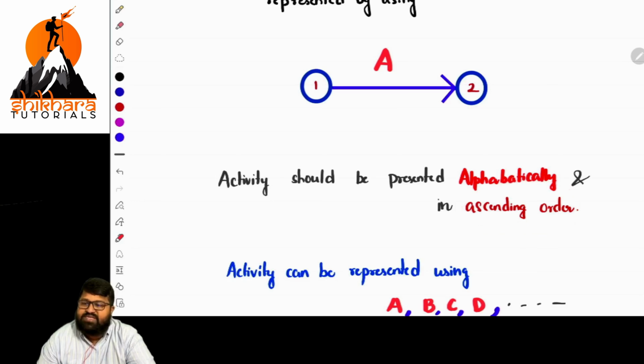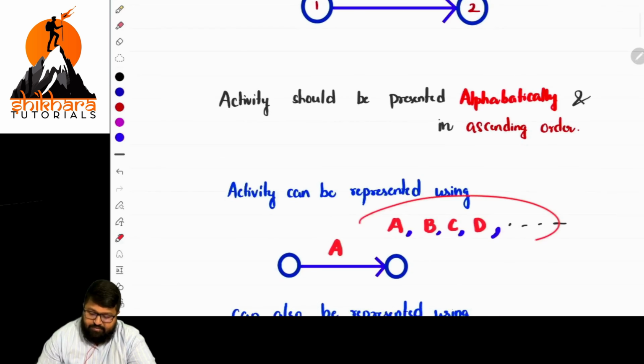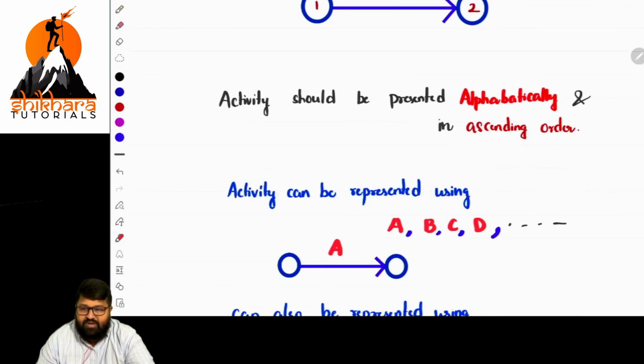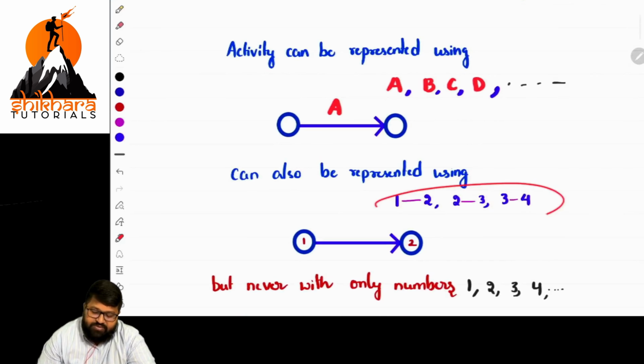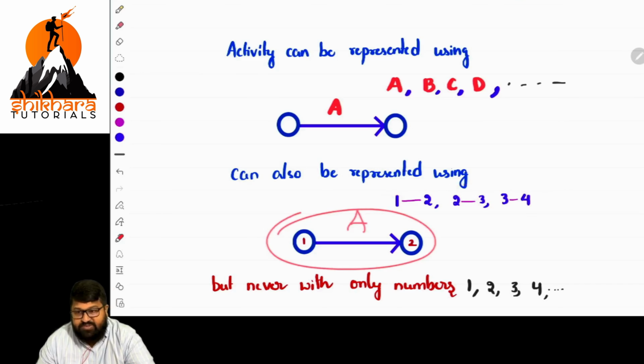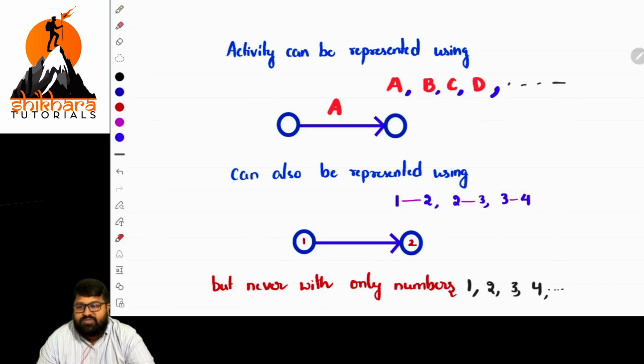That is A, B, C, D, and all. Okay. So the best example is this. We are representing activities in the form of capital letters, basically. Okay. They can also be represented with numbers, that is 1, 2. So this is an activity. Activity A can also be represented as 1, 2, or B can be represented as 2, 3.